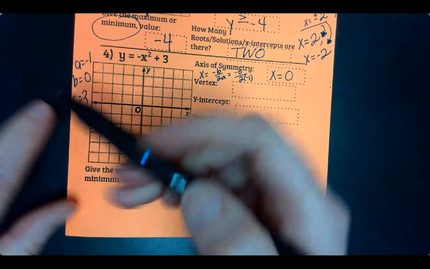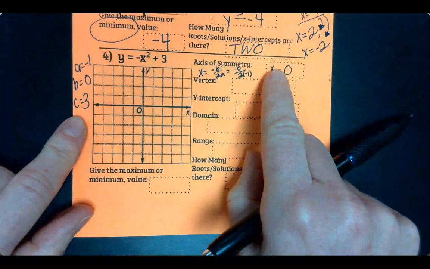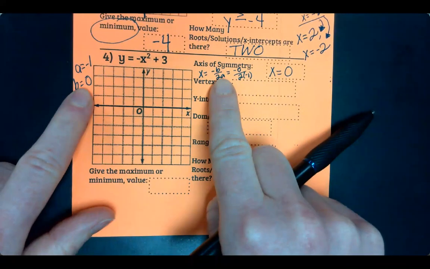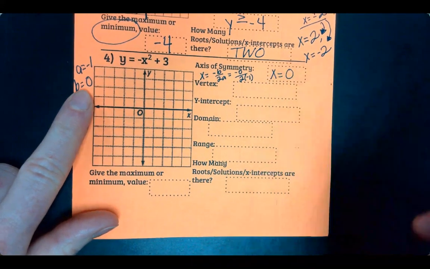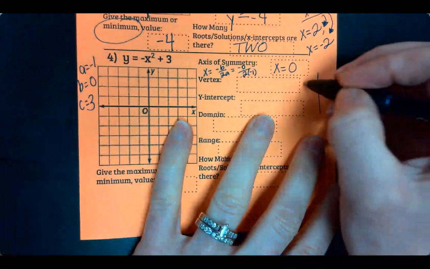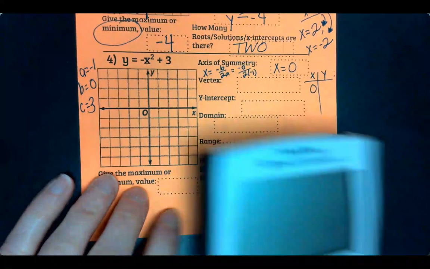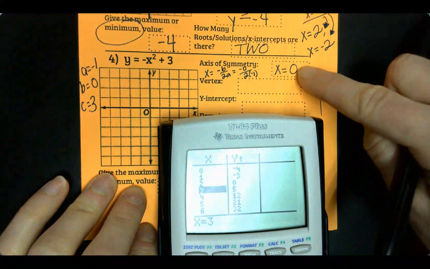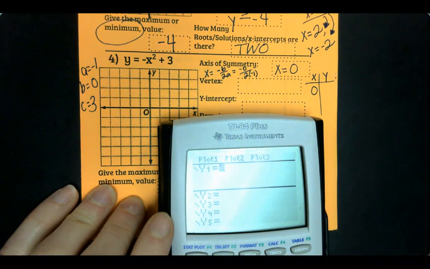All right, so I have already written down A, B, and C and found the axis of symmetry. This is similar to number 3 because you have a B that's a 0. Anytime you do 0 divided by a number, you're going to get a 0. So then our vertex comes from putting into y equals and looking at the table where x is 0. So let's put that in. So it's negative x squared plus 3.